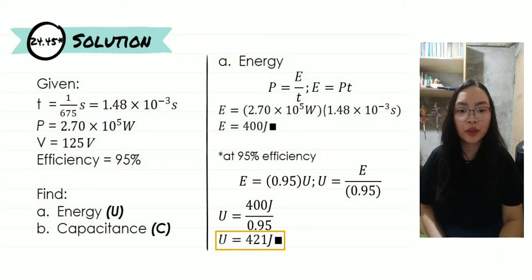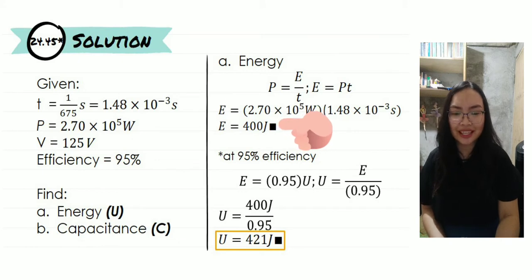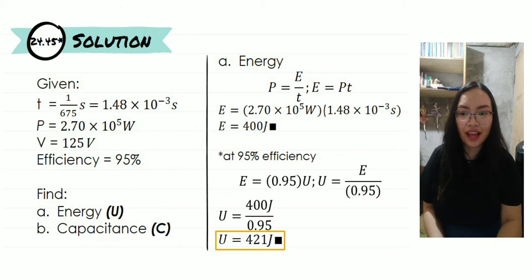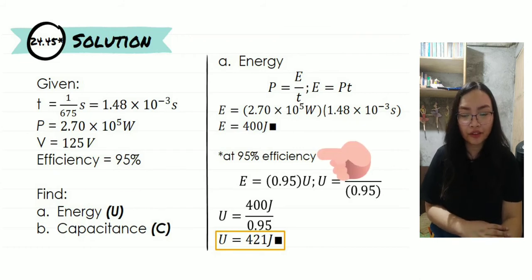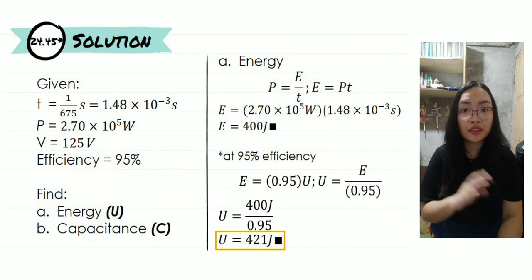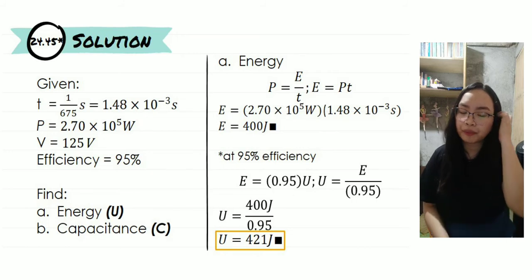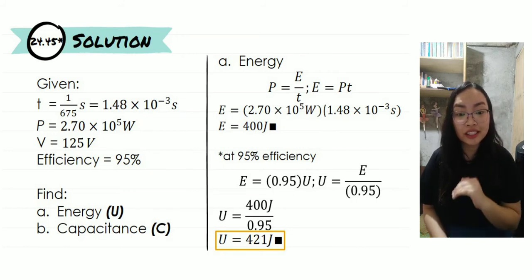Upon substitution, we will get the value of the energy, which is equal to 400 joules. But this is not the final answer yet. Take note that in the problem, it was stated that the conversion of electrical energy to light is 95% efficient. So therefore, the 400 joules is only 95% of the total energy. So we need to find the total energy that is needed to be stored.